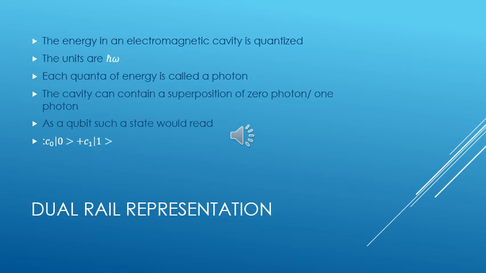The energy in an electromagnetic cavity is quantized. Its units are ħω. Each quantum of energy is called a photon. The cavity can contain a superposition of a 0 photon or a 1 photon. So as a qubit, such a state would read C0|0> + C1|1>. This is also known as the dual rail representation.